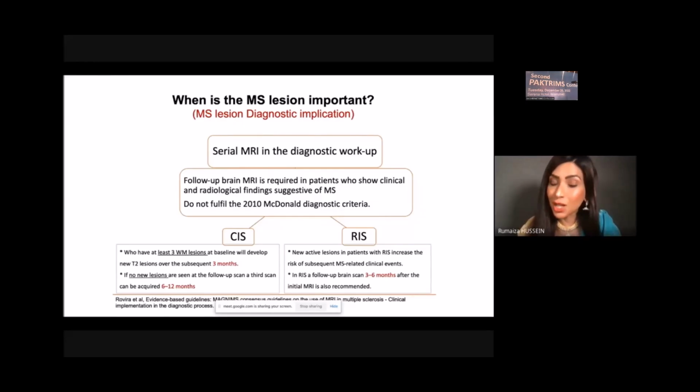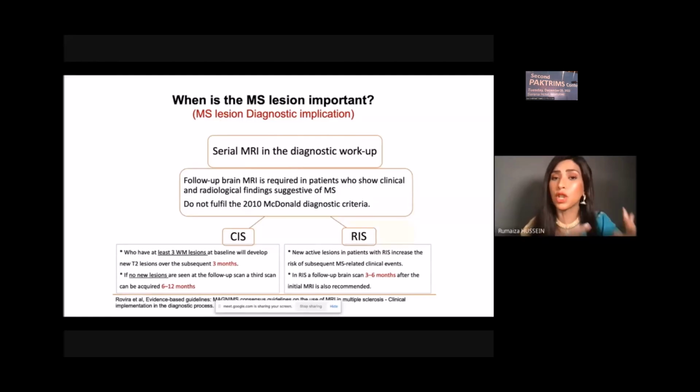In radiologically isolated syndrome, a follow-up of the brain scan from 3 to 6 months after the initial MRI is also recommended. In terms of clinically isolated syndrome, those who have at least 3 white matter lesions at baseline will develop new T2 lesions over the subsequent 3 months. And if no new lesions are seen at the follow-up scan, a third scan can be acquired from 6 to 12 months.